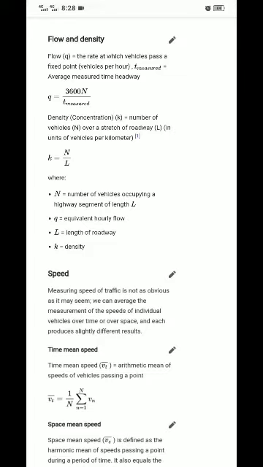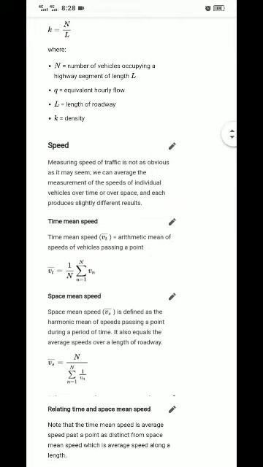Speed. Measuring the speed of traffic is not as obvious as it may seem. We can average the measurement of the speeds of individual vehicles over time or over space, and each produces slightly different results. So the next one is time mean speed. Time mean speed is the arithmetic mean of speeds of vehicles passing a point. So that's the formula for time mean speed.